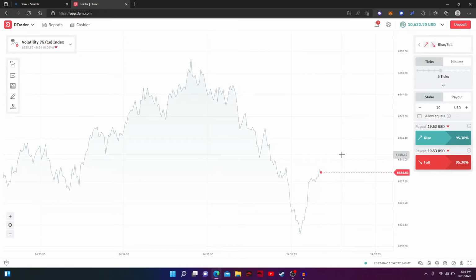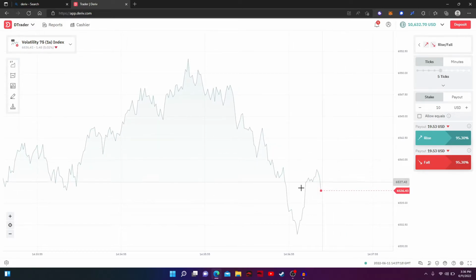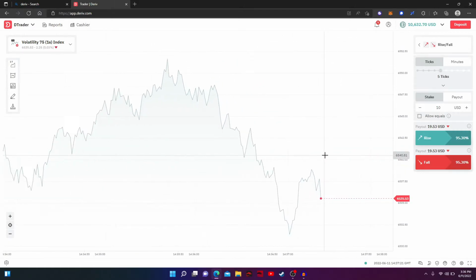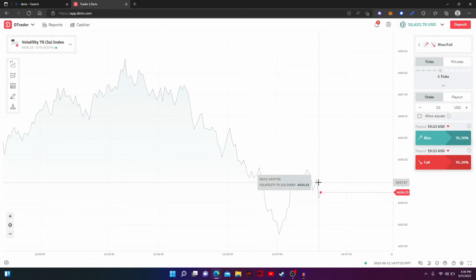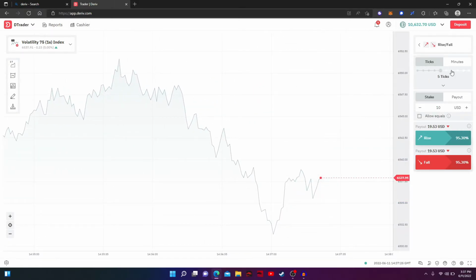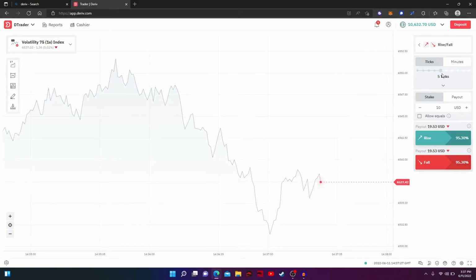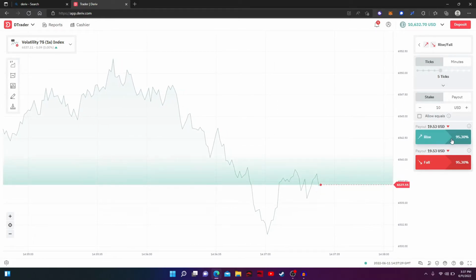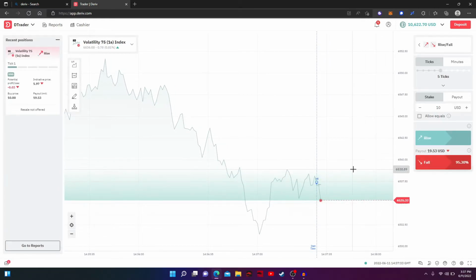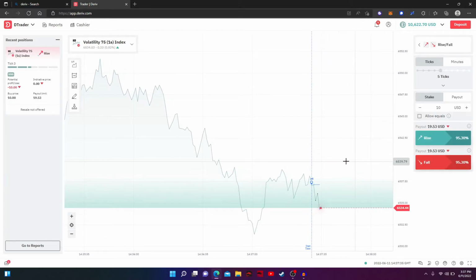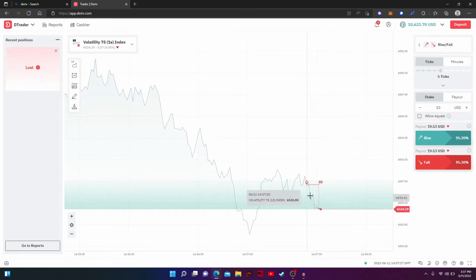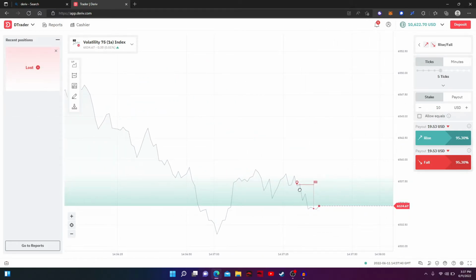So a tick is like a second. So how many ticks do you want the chart to make before you want your trade to close? Take for example 5 ticks right here. I want my trade to close on 5 ticks. If I place a rise, then on the next 5 ticks after my trade opens, it must be 5 ticks above, right? So if you can see right here, it's 5 ticks below, and I lost that trade.